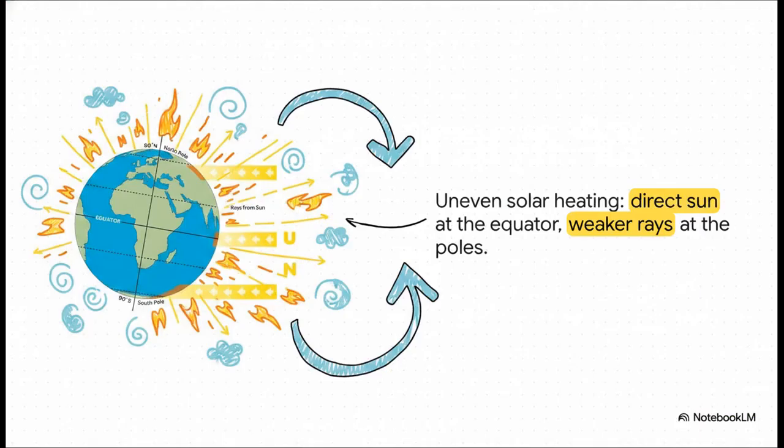It really all starts with the sun. It's pretty simple, actually. The equator gets absolutely blasted with direct, intense heat, while the poles, well, they just get these weaker, glancing rays. This simple temperature difference, that's the engine. It drives every major wind system on the planet. It's the ultimate source of the power you're going to be working with or fighting against.